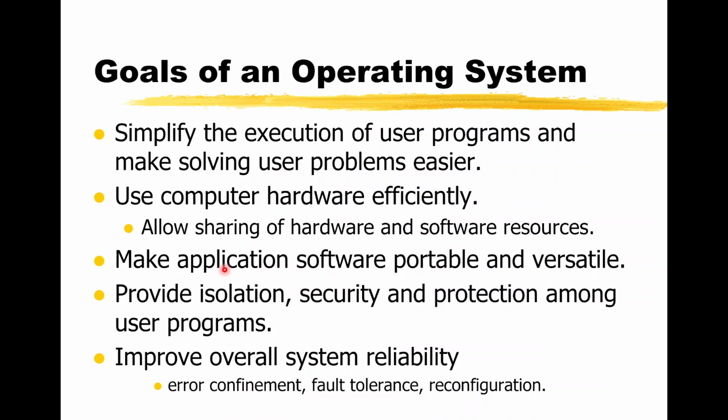The main goal of an operating system is to simplify the execution of user programs and make solving user problems easier. That's the main goal. It uses computer hardware efficiently and allows sharing of hardware and software resources. So every software and hardware resource is available to share, and the operating system makes it easier for all parties to share that with ease without having any problem at all.